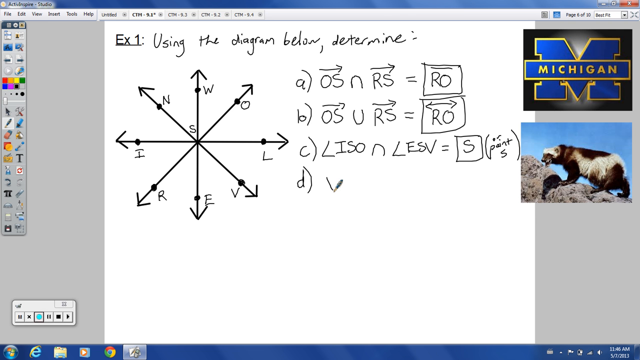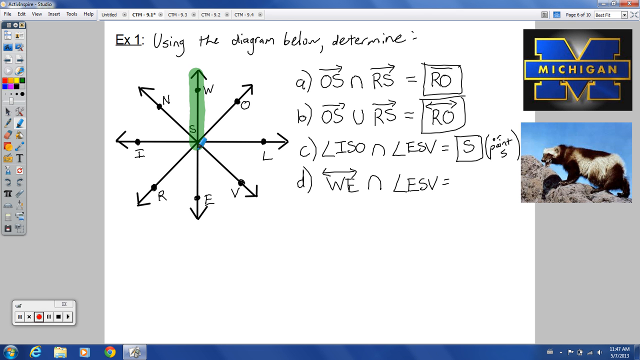D, let's say we had the line WE. So the intersection of that line and angle ESV, what would that be? So where's the line? I'll use green and red this time instead. So here's the line W, that's not green.